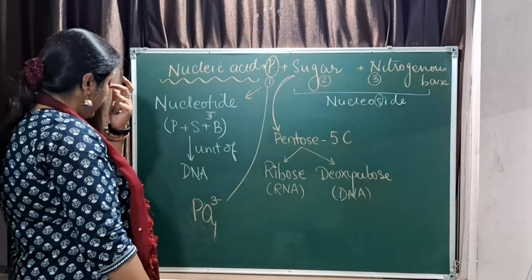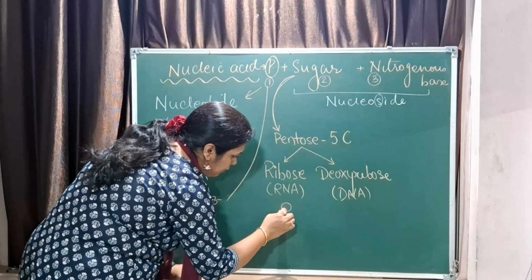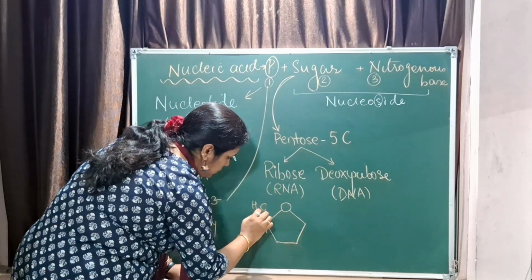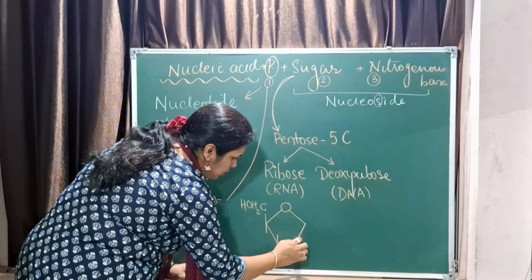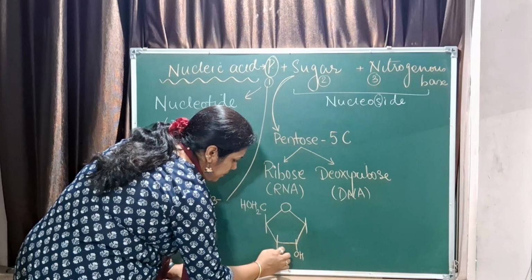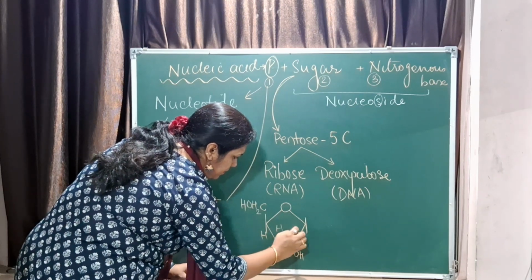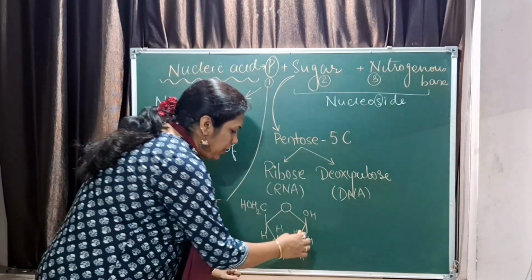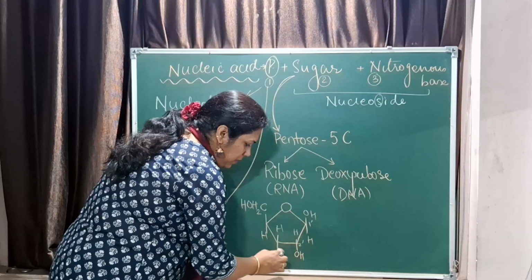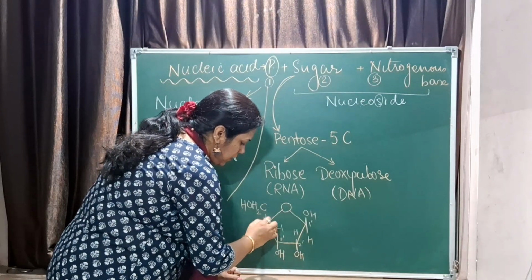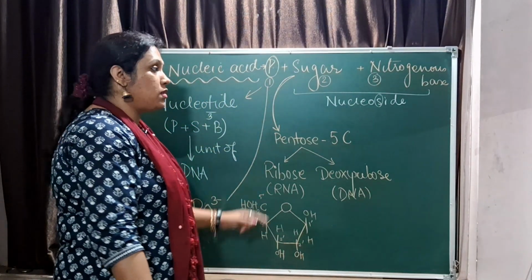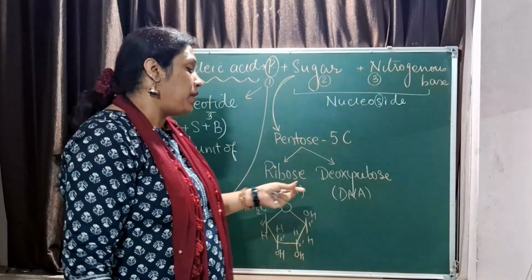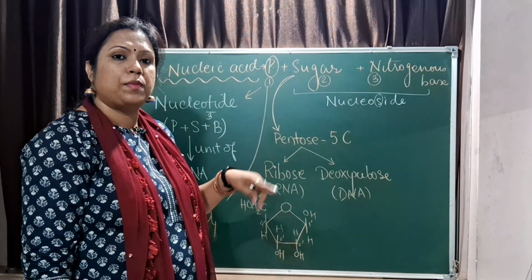Is that clear? Now when I say ribose sugar is a 5 carbon sugar. It's a 5 carbon sugar, and when you number the carbons in this, the number is given with a prime, because you know that DNA has got nitrogenous base also. So nitrogenous base has got the numbering as 1, 2, 3, 4, but the sugar has got the numbering as 1 prime, 2 prime, 3 prime.